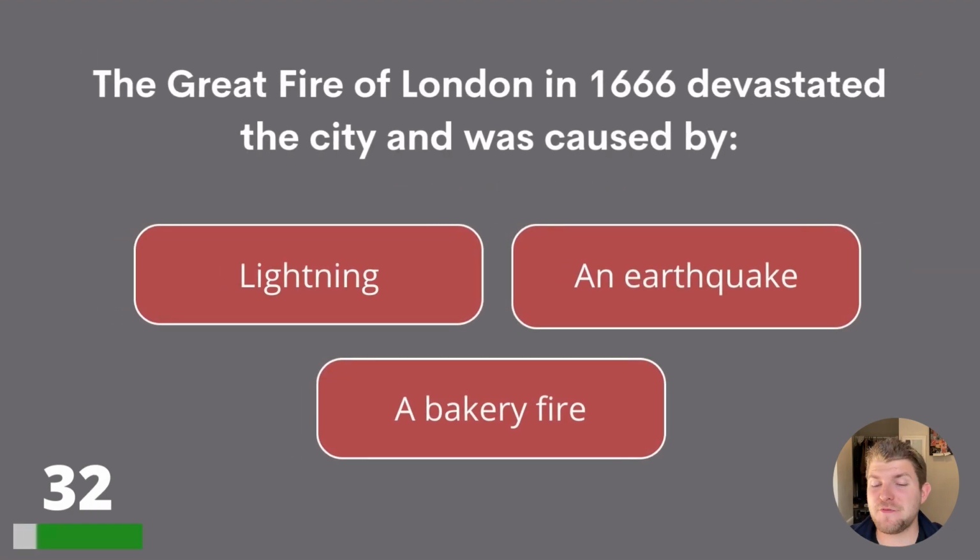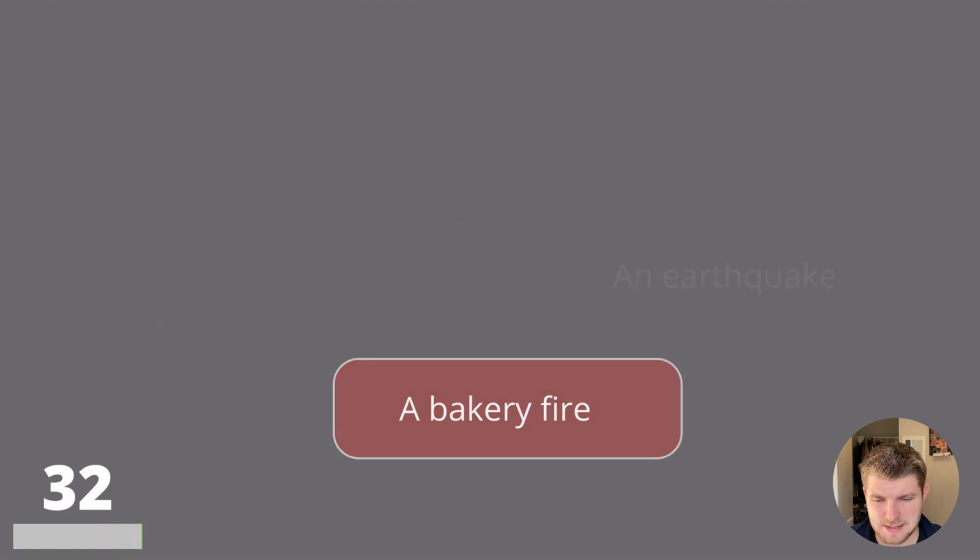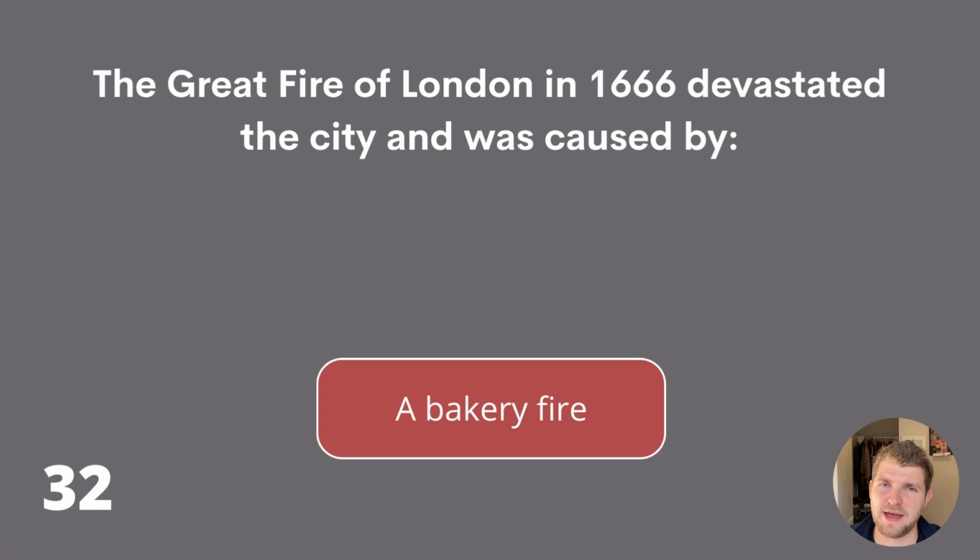32 now. The Great Fire of London in 1666 devastated the city and was caused by lightning, an earthquake, or a bakery fire? The answer is a bakery fire.